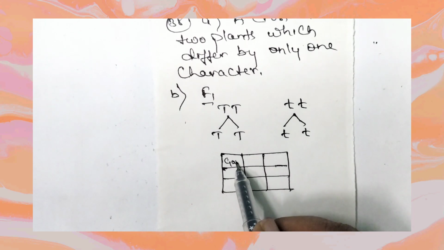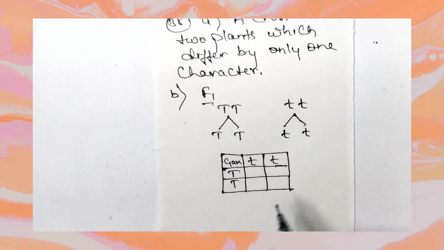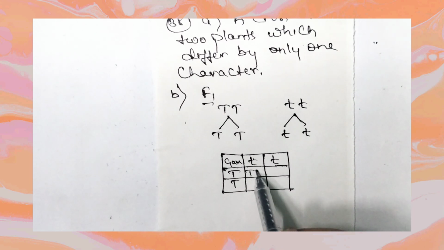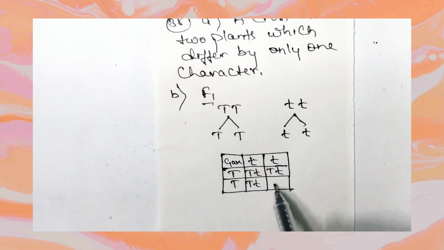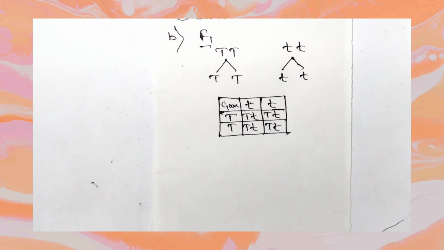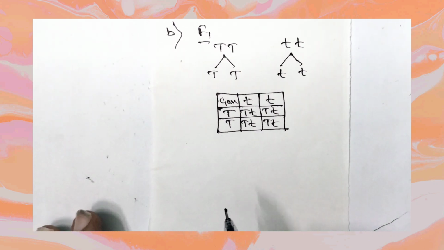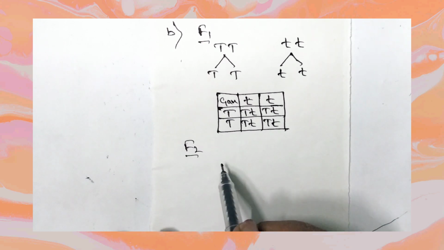This is gamete. Capital T small t, capital T small t, capital T small t. In F1 generation all the progeny are homozygous. They are having the same genotype. Now let us move to F2 generation.